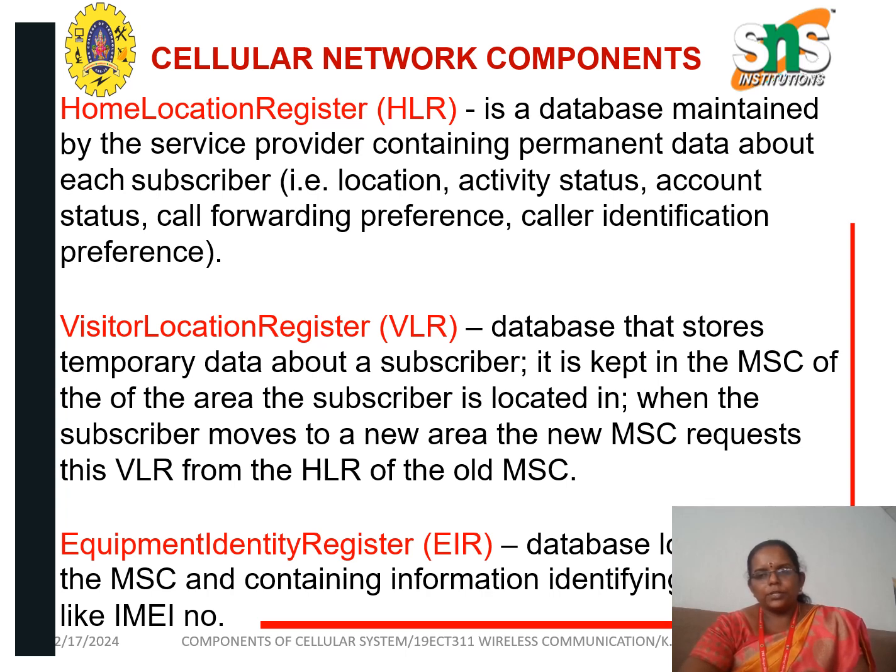Next one is the visitor location register. It stores only the temporary data. Home location register stores the permanent data; visitor location register stores the temporary data about a subscriber. It is kept in the MSC of the area the subscriber is located in. When the subscriber moves to a new area, the new MSC will register that subscriber as a visitor in the visitor location register. Next one is the equipment identity register. This is a database which saves the IMEI numbers of the subscribers.